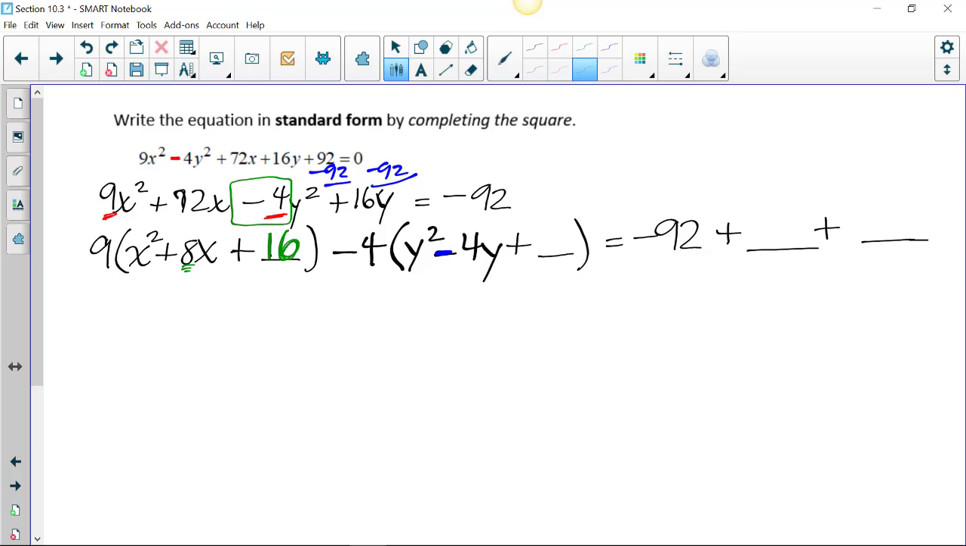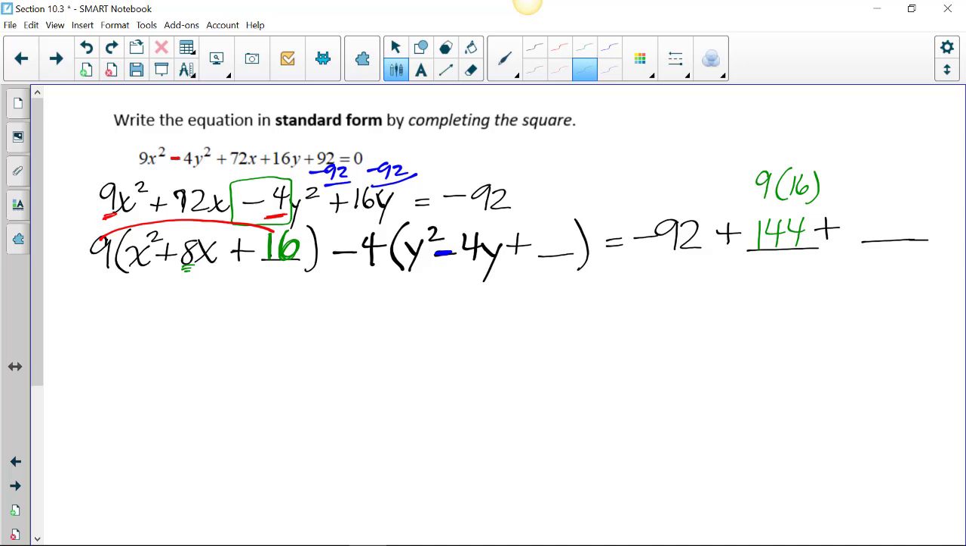But did I really add 16? No, because I factored out a 9, which means if I was going to put it back in general form, I would be distributing that 9. So I would eventually be taking 9 times 16. So that's what I need to add over here on the right, is 9 times 16, which comes out to be 144. All right. Now, half of 4 is 2.